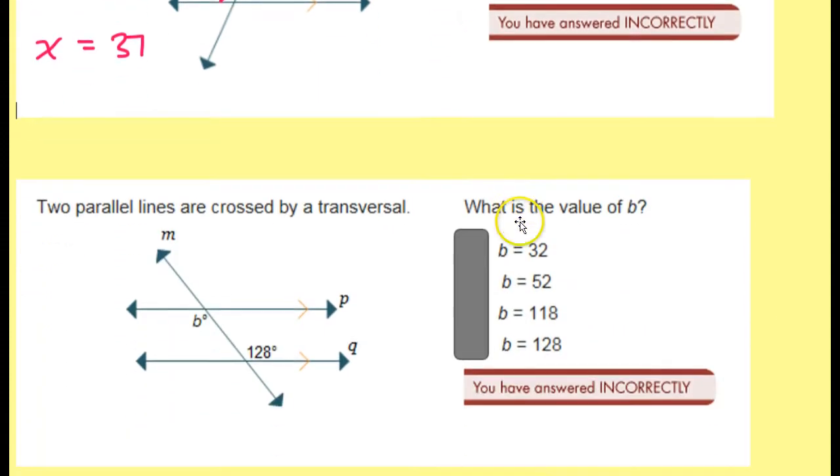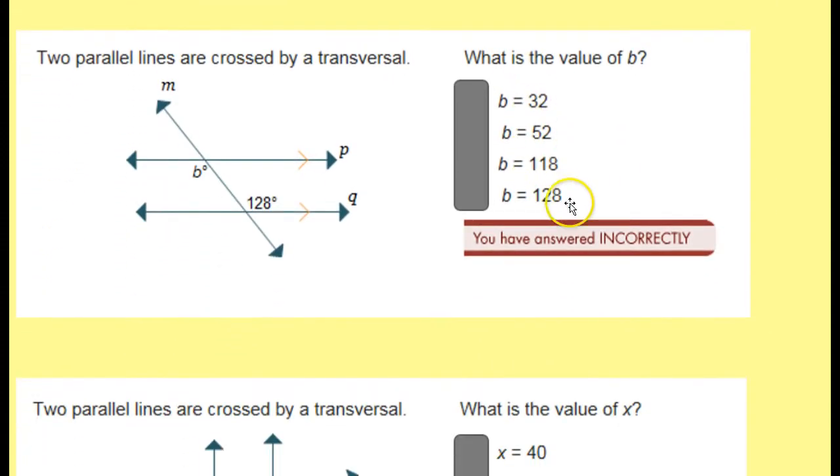Okay, awesome. Two parallel lines are cut by a transversal. What is the value of B? Well, that is super easy. It is 128. I notice that B is obtuse, and I have an obtuse angle that's given to me that's 128. All the obtuse angles in this picture are the same. So B must be 128. Yeah, they don't get any easier than that.